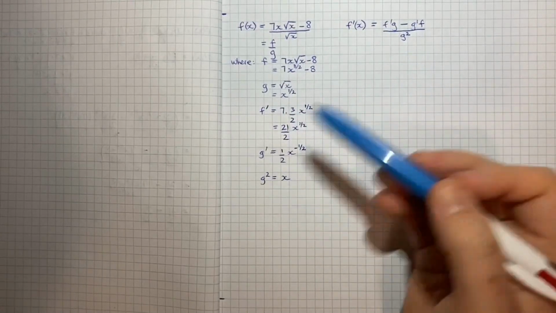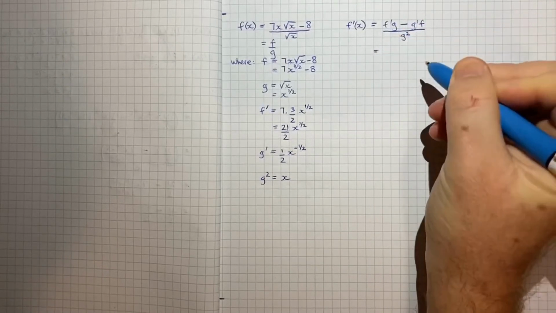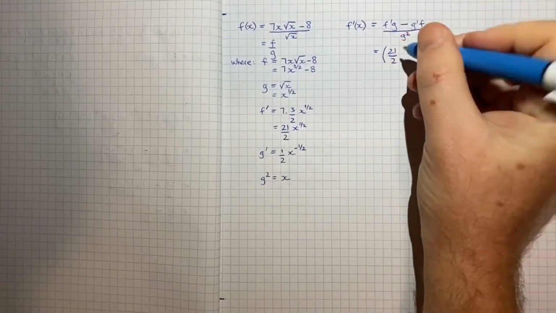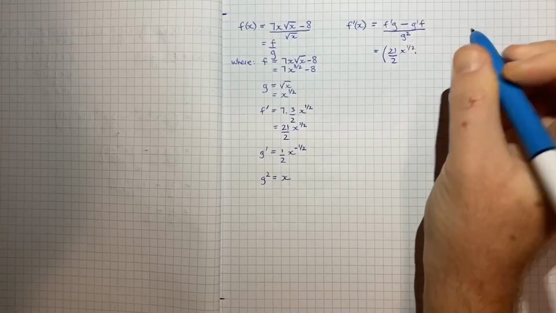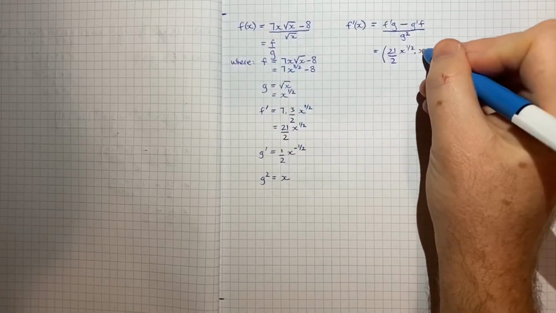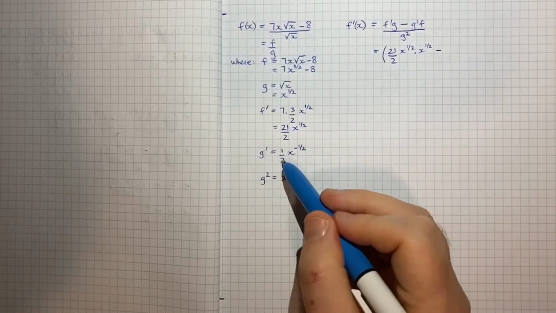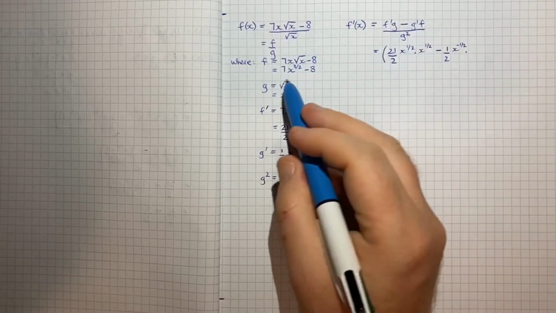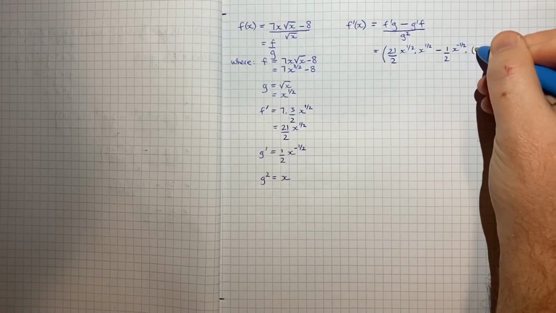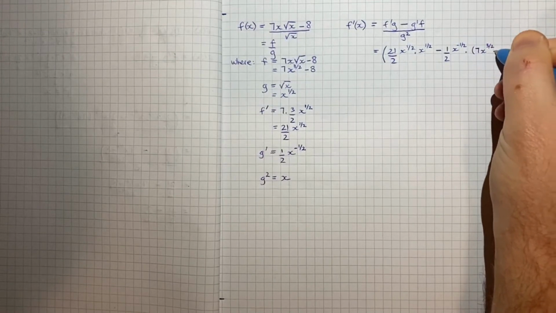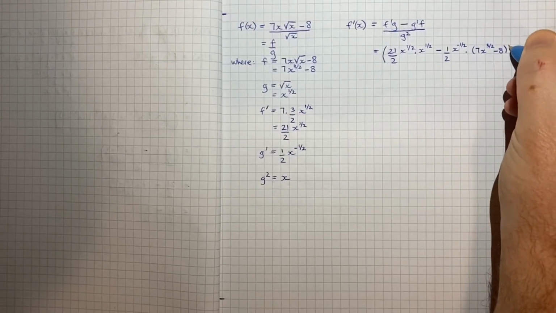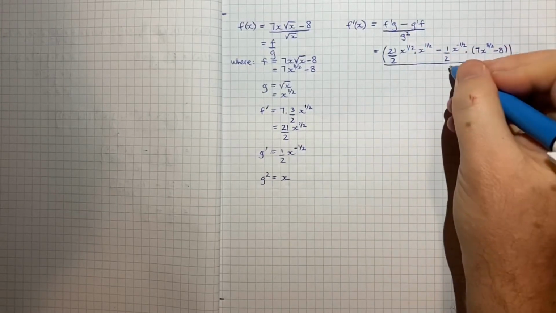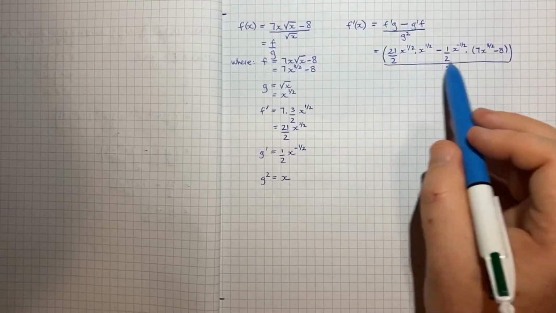So now we can just insert them all and then simplify using algebra. So what we'll get is f dash x is equal to f dash, which is 21 on 2 x to the half, times g, which is x to the half, minus g dash, which is a half, x to the negative a half, times f, which is our 7x to the 3 on 2 minus 8. And all of that needs to be divided by g squared, which is x. So that's the first derivative.